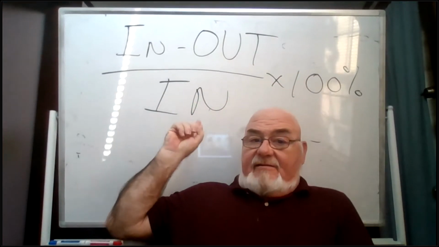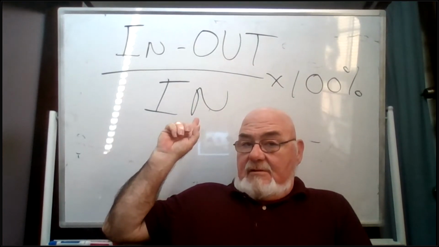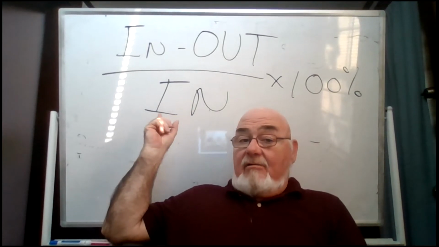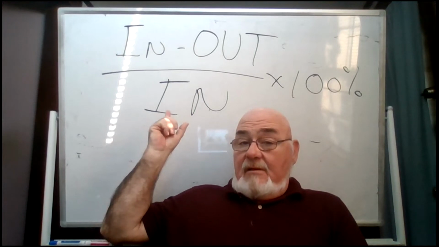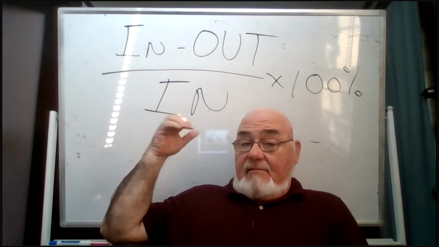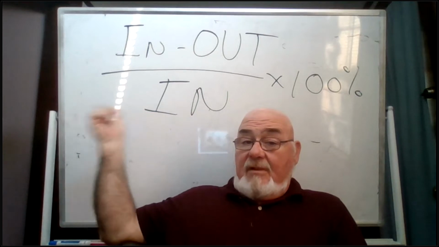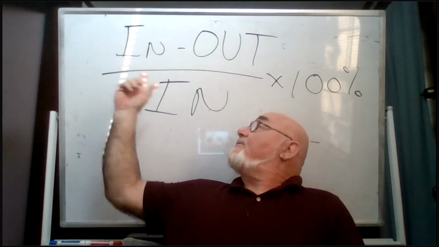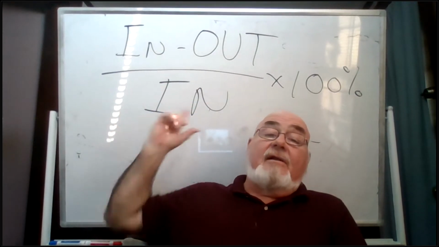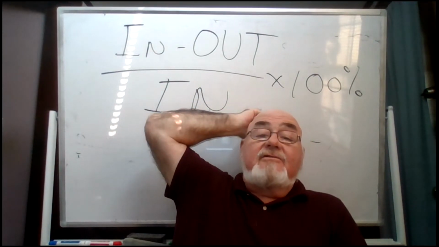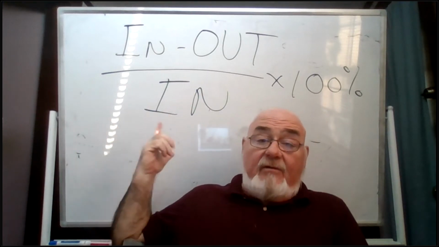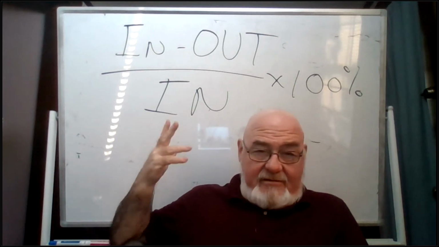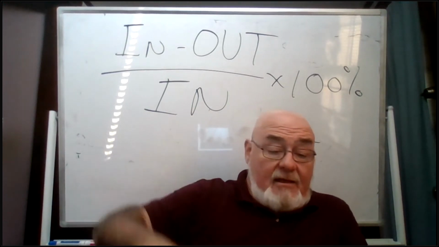So this is what you're going to use: in, or influent, minus out, or effluent, and you divide it by the influent and you multiply it by 100. When you're trying to yield a percentage and you're doing a calculation, guess what? You multiply by 100 so that it will be in percentage. If you don't, you just get a decimal.